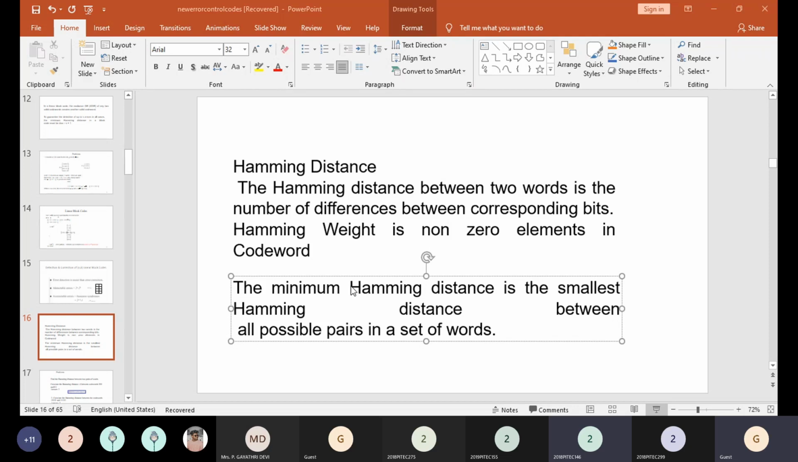So you can expect problems in GATE exams on how to calculate the Hamming distance. Hamming weight is also there. So this Hamming distance is 3. Okay, now here we'll consider this particular problem.